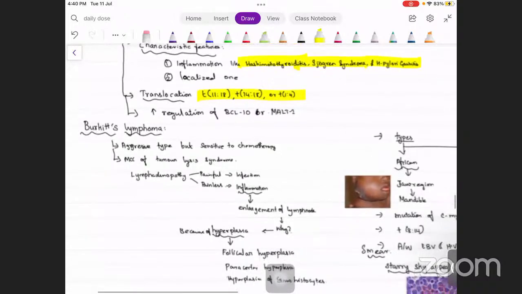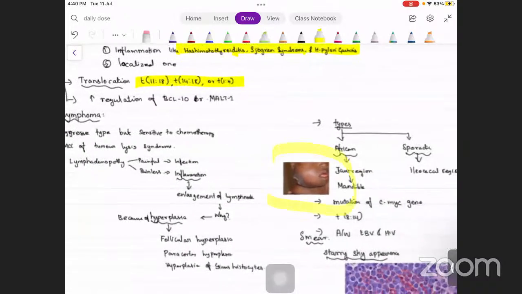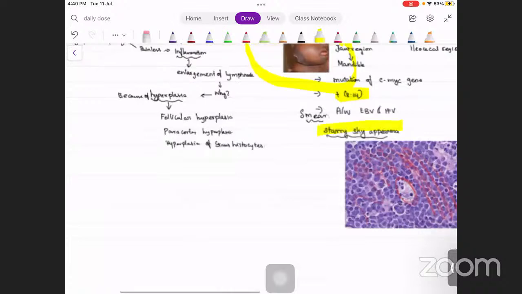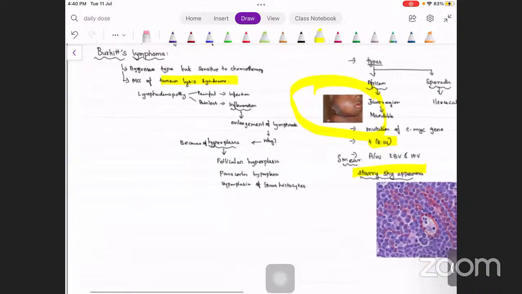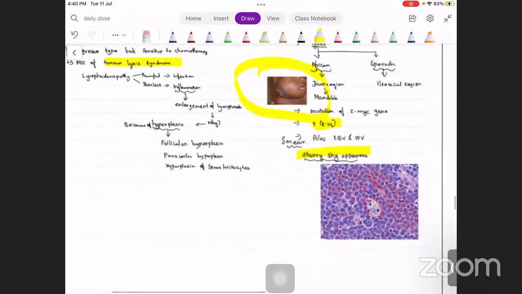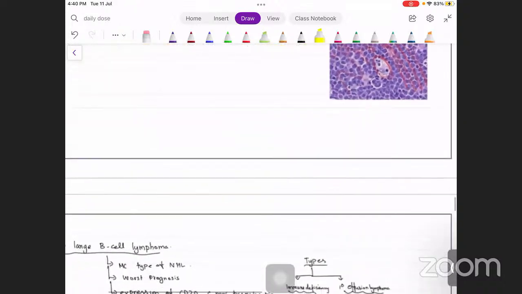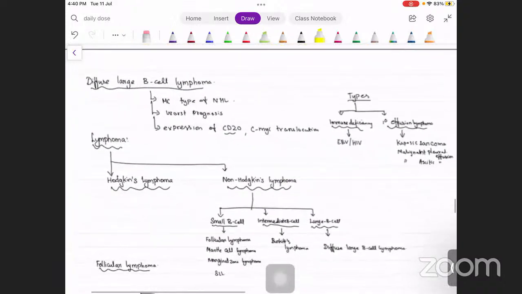While Burkitt lymphoma, this image has been very important. Mandibular infection, T(8;14). And most common cause of tumor lysis syndrome. Smear shows starry sky appearance. So speaking about the bullets, look at the image and look at the starry sky appearance, and it is the most common cause of tumor lysis syndrome.